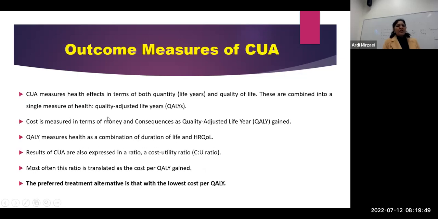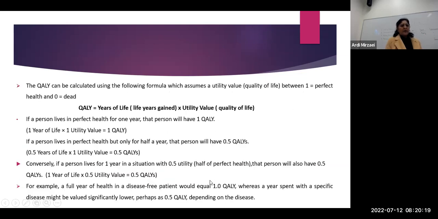Now, what are the outcome measures of CUA? It measures both quality of life in years and quality of life. Now, there is an important term known as quality adjusted life year. QALY it is called. The preferred treatment alternative is that which costs the lowest per QALY. I want to define what is QALY. See, this is an important slide.